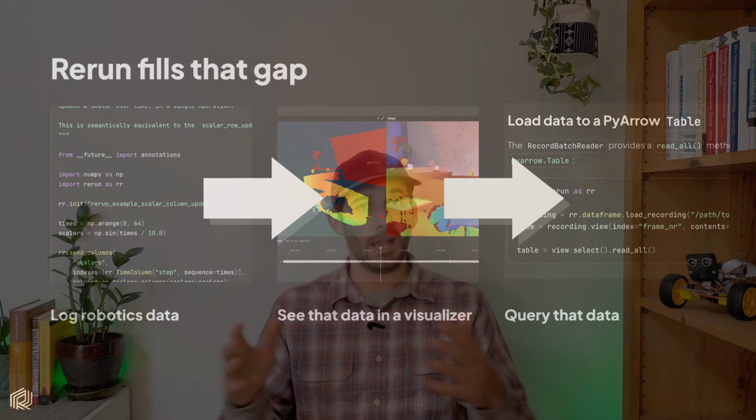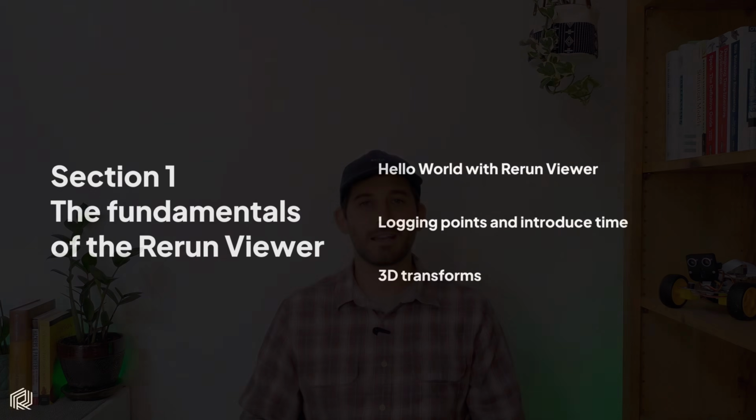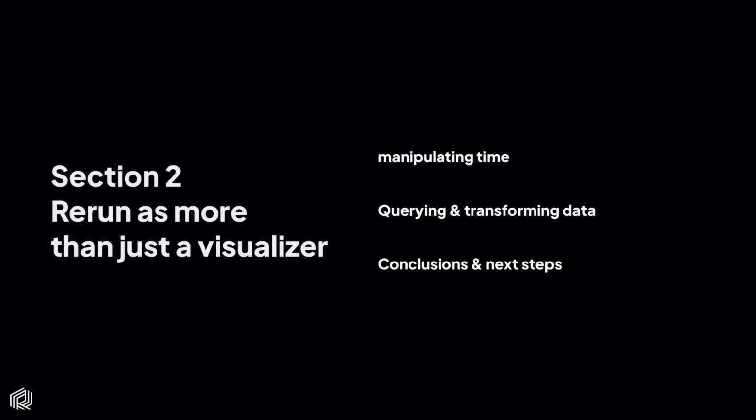And so that's kind of a hint at the agenda, but let's dive into a little bit more detail. Section 1 is going to be the fundamentals of the Rerun viewer. We'll do a hello world. We'll cover the fundamentals. Talk about that soon. Section 2 is logging points and introducing time. That's us still doing hello world-ish, hello world adjacent kind of work. And then ultimately we'll cover 3D transforms. That's where we're going to be able to build more sophisticated visualizations and leverage some of the power of the Rerun data model.